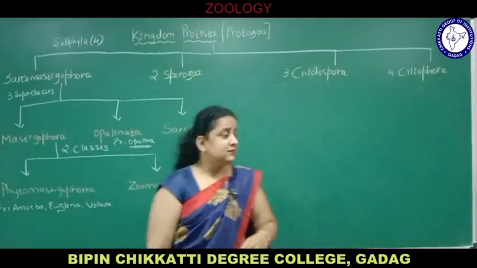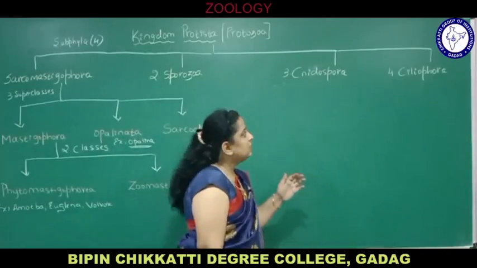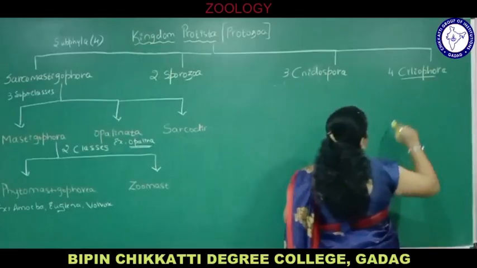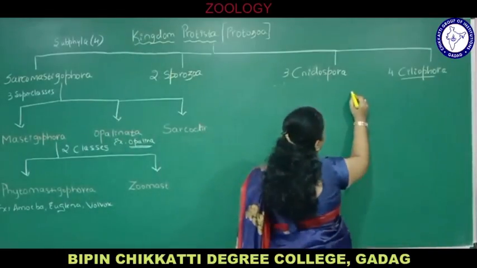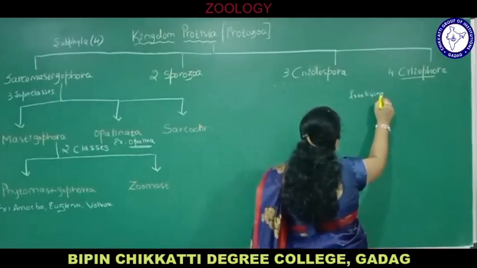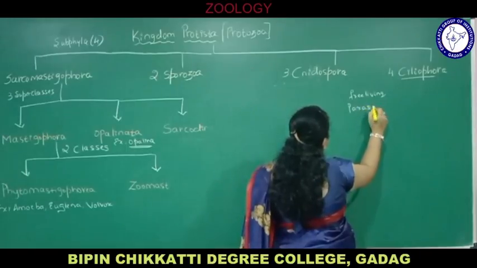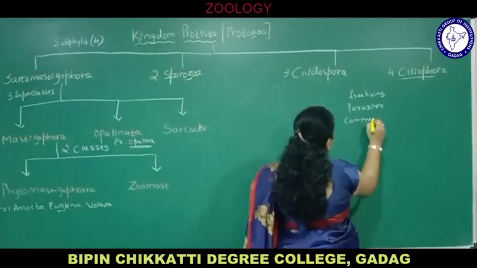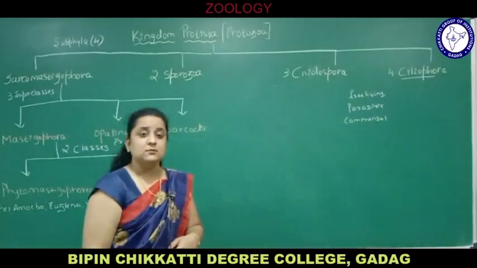So we have seen the characteristics of three subphyla and their classes with examples. Now the fourth type of subphyla, that is Coeliophora. The organisms belonging to Coeliophora are mainly free living, parasitic or commensal, you can say. Commensal means they are living with commensalism process.